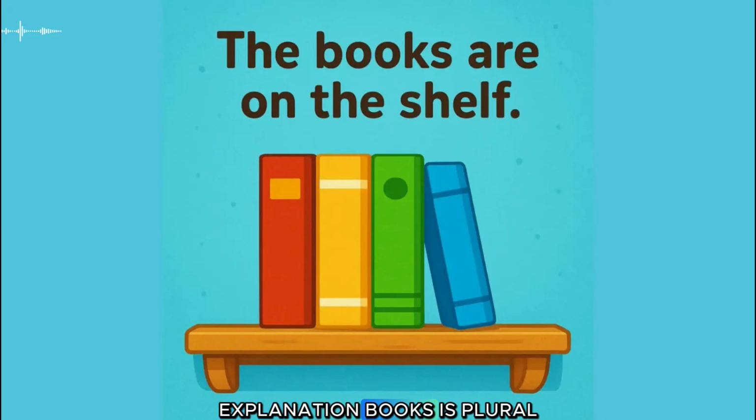Explanation. Books is plural, so we use are. Plural nouns need are to match the number of items. This sentence tells us where more than one book is placed.